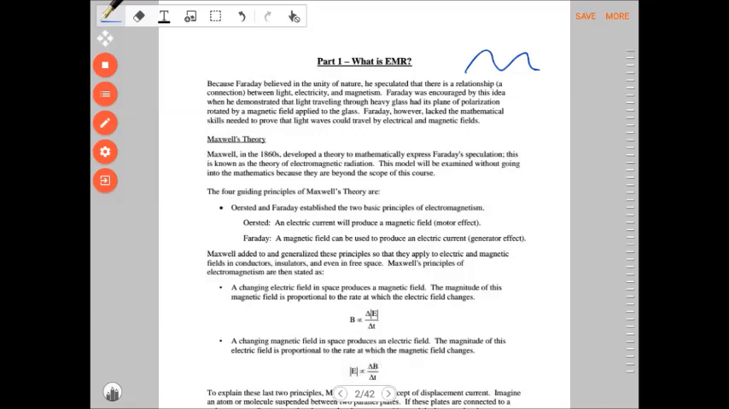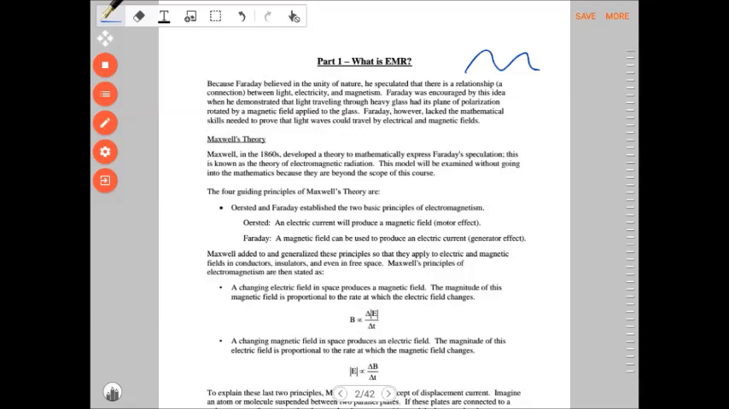Faraday, however, lacked the mathematical skills to prove that these light waves could travel by electric and magnetic fields. Okay, so introduce Maxwell. Maxwell, in the 1860s, developed a theory to mathematically express Faraday's speculation. So he kind of took Faraday's ideas and said, hey, I think I can do the math for this. This theory is known as the theory of electromagnetic radiation. This model will be examined without going into the mathematics because it's not only beyond the scope of our course, it's way beyond the scope of this course.